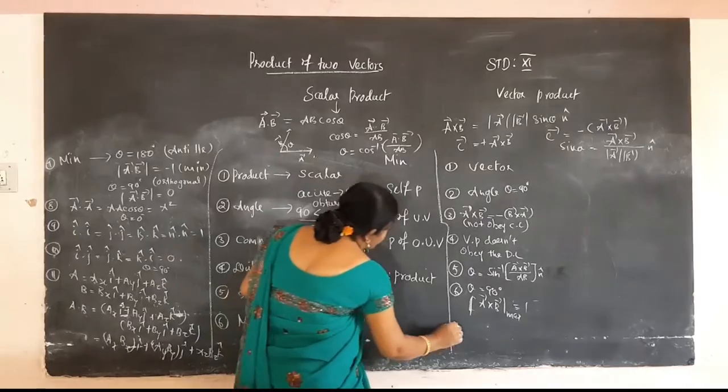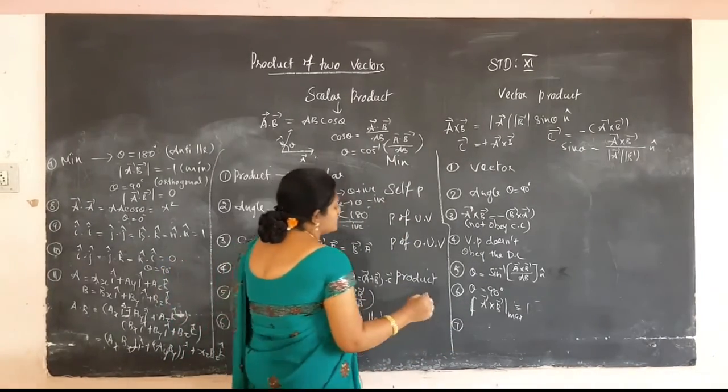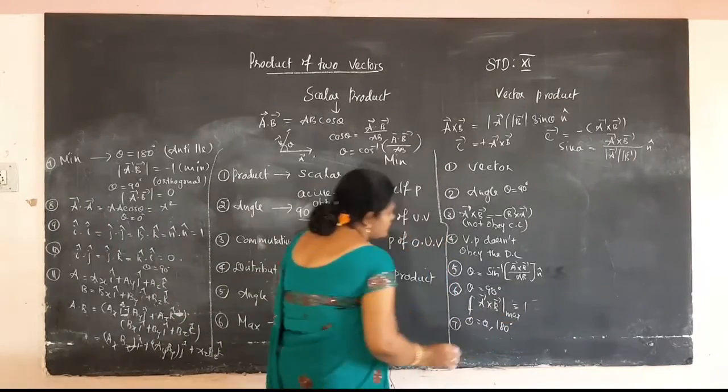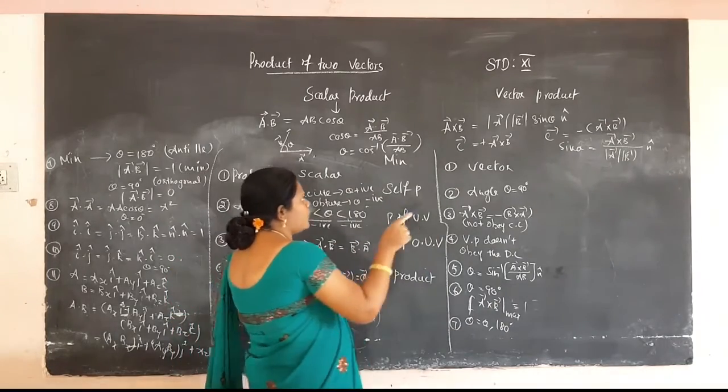When will it be minimum? When theta is equal to 0 or 180 degrees, because sin 0 is 0 and sin 180 is also 0.